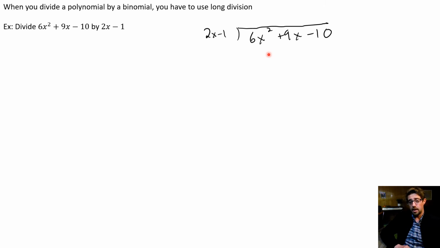Okay? If you do 2x times 3x, you're going to get 6x squared. So remember that. It's going to be 3x. Again, don't worry about the 1. Just only worry about the leading term here.